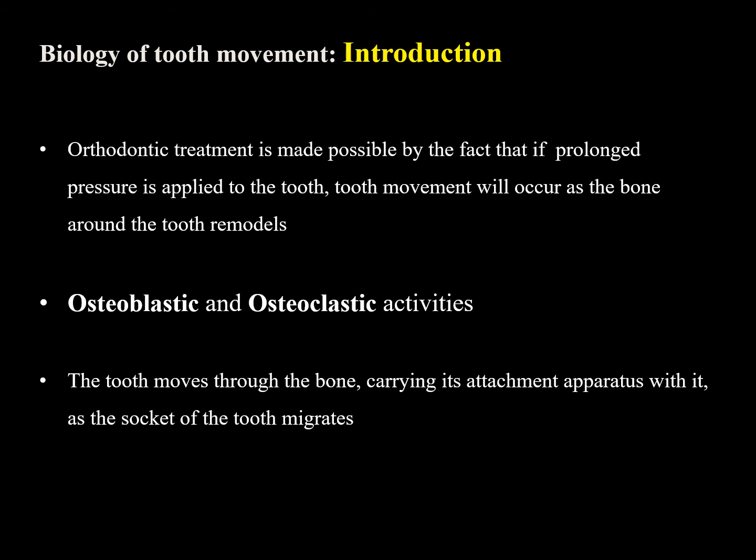Now, coming to the introduction of biology of tooth movement, orthodontic treatment is made possible if prolonged pressure is applied to the tooth. Tooth movement will occur as the bone around the tooth remodels. So this remodeling basically occurs either through osteoblastic or osteoclastic activity. Osteoblastic activity will enable deposition of bone, whereas osteoclastic activity will enable resorption of bone. Also, the tooth moves through the bone, carrying its attachment apparatus with it as the socket of the tooth migrates.